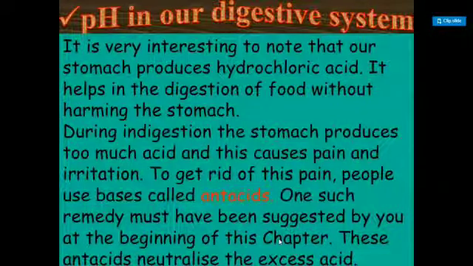What is the pH in our digestive system? It is very interesting to note that our stomach produces hydrochloric acid. It helps in the digestion of food without harming the stomach. During indigestion, the stomach produces too much acid and this causes pain and irritation. To get rid of this pain, people use bases called antacids. One such remedy must have been suggested by you at the beginning of this chapter. These antacids neutralize the excess acid.